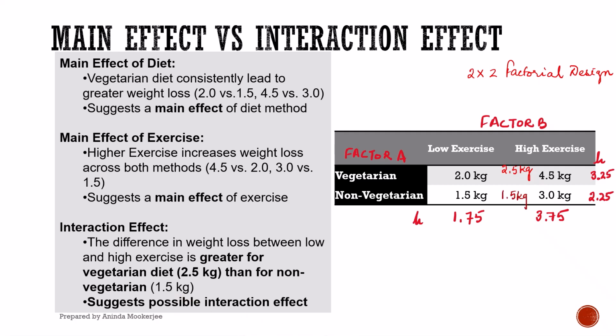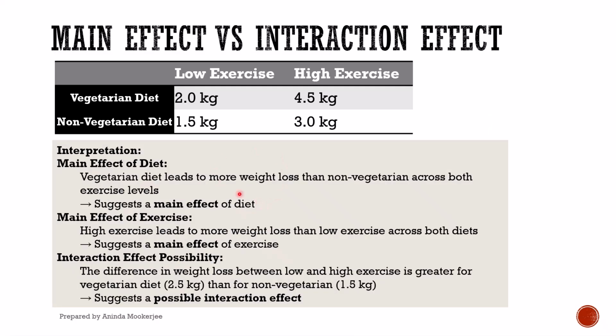So that tells us that there may be an interaction effect going on, because we see that within a particular factor there is a difference in weight loss. Like it says here, the difference in weight loss between low and high exercise is greater for vegetarian diet than for non-vegetarian diet, and that suggests a possible interaction effect. That means that vegetarian with high exercise is more effective in weight loss. So both factors play a role here, right?